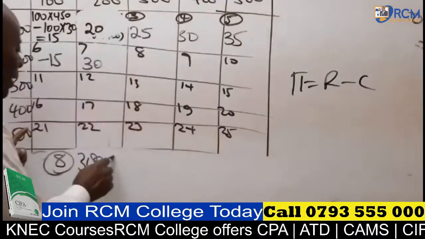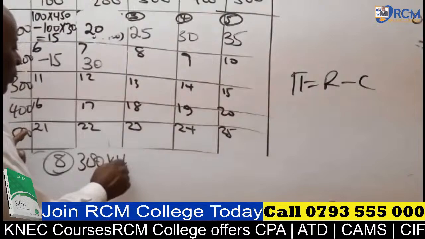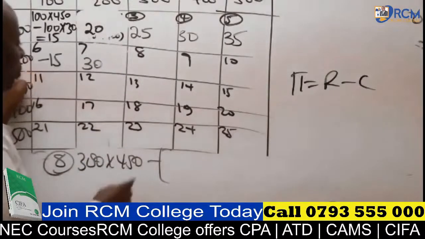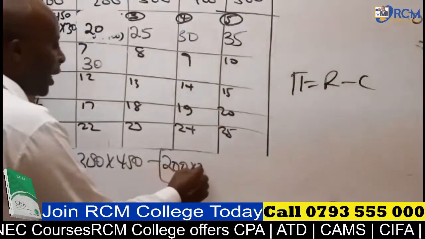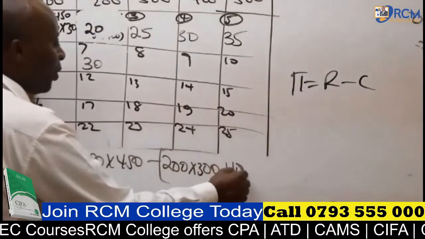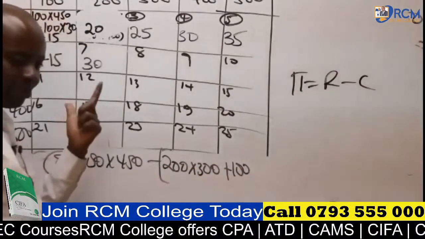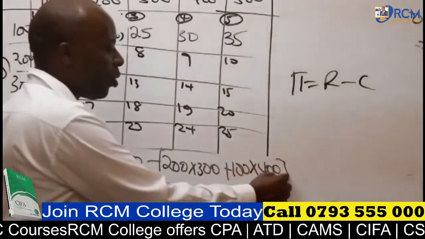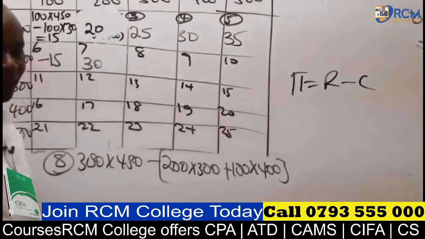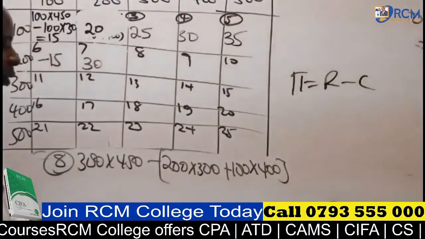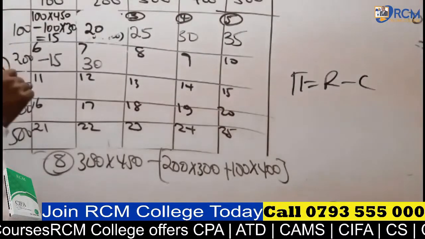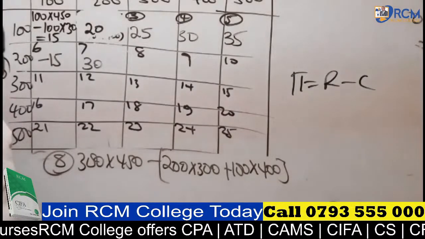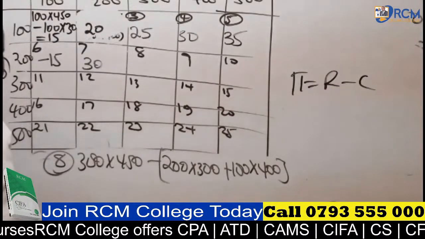So 300 times 450 minus our cost of production. There is a normal cost of producing 200 at 300 plus 100, because now we have to produce 100 more, and the cost of producing more is 400. Let's see whether it will come to 0, Jerry, or 25. Can somebody confirm?